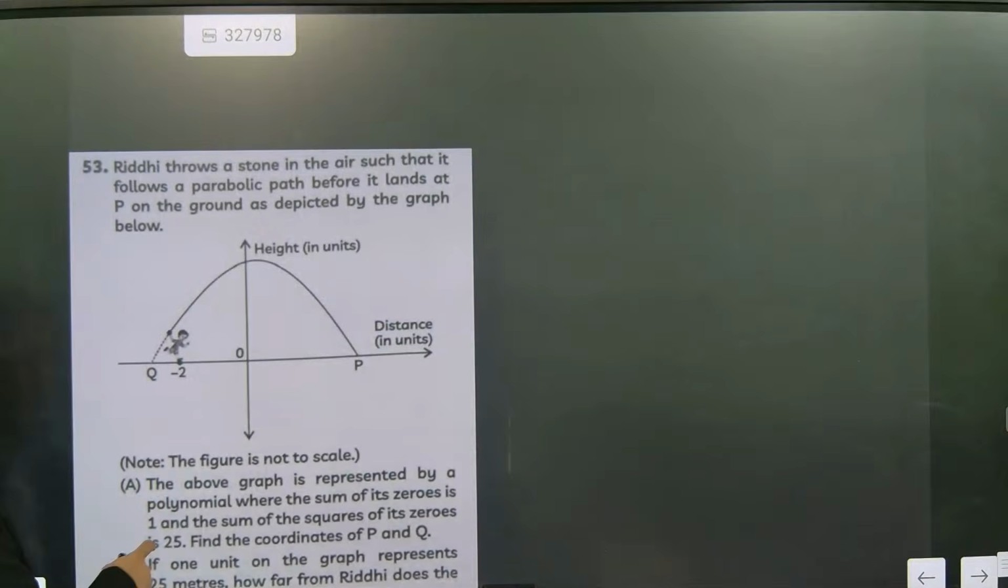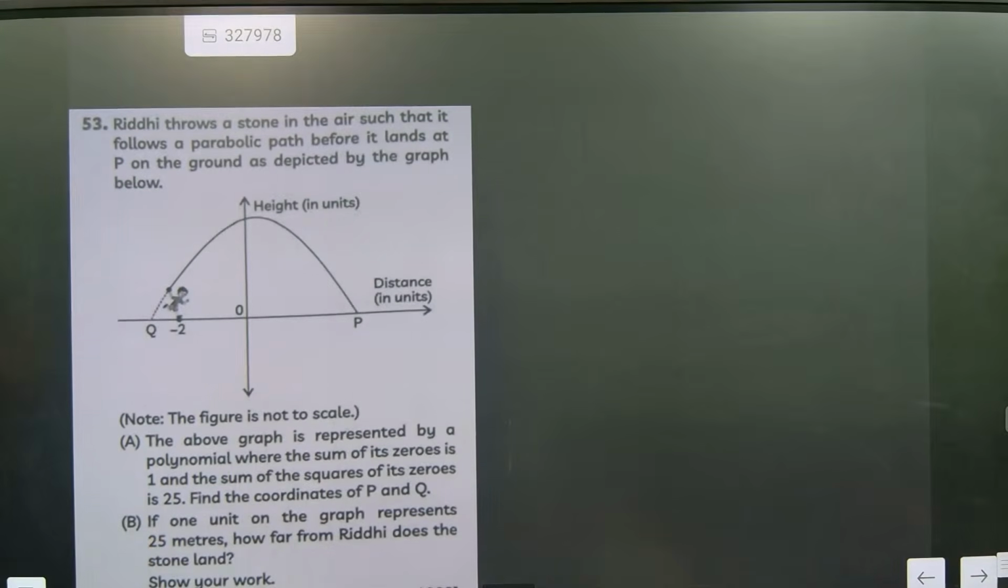Okay, this is a good question. Please kindly go for this. See, Riddhi throws a stone in the air such that it follows a parabolic path before it lands at point P on the ground, as depicted by the graph below. So here, can you check this point? Height is given. This is exactly the parabolic curve, point P. The above graph is represented by a polynomial with the sum of its zeros as 1, so alpha plus beta is 1, and the sum of the squares of its zeros is 25.